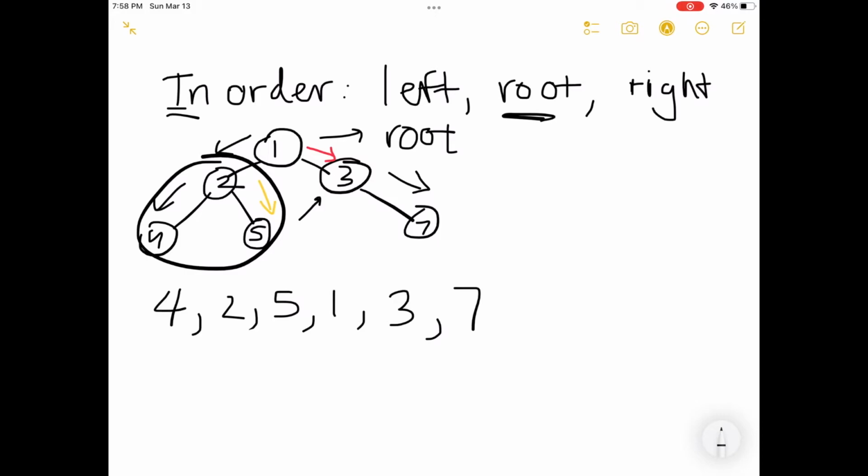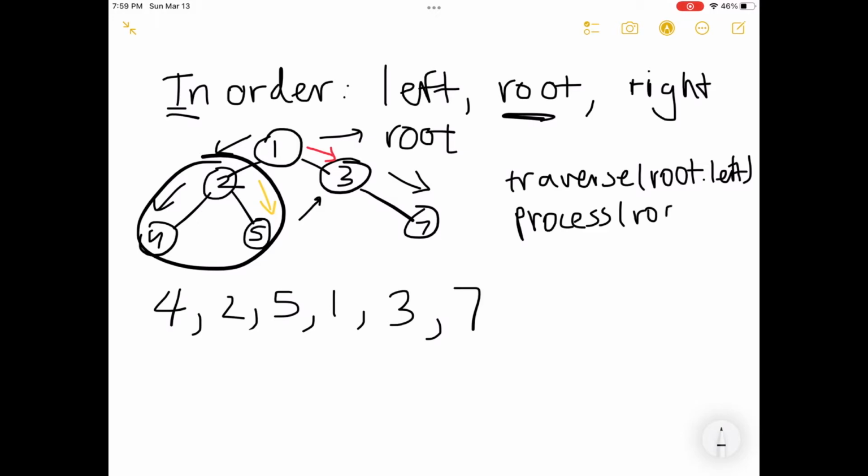And the pseudocode for it is very similar to the last one. It's just this time you're going to traverse here. Let me write this here. So you're going to traverse the root's left first. Last time we processed it first, right? But this time we're going to traverse left first, and then we're going to process, because that's the second step. So we're going to process this root, and then we're just going to traverse right of the root.